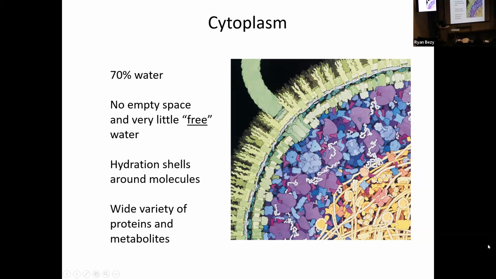It is completely chock full of stuff, and there's very little empty or free space. And there's very little free water. The water is constantly hydrogen bonding and interacting with everything else in there. So what you have is that cytoplasm is completely full of a wide variety of proteins, of DNA, of metabolites, of water, and all that stuff is constantly interacting with one another in this soup.